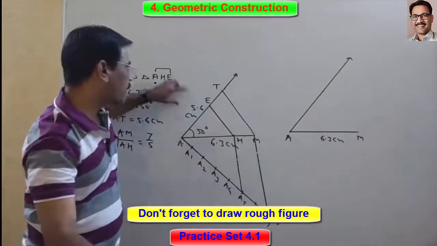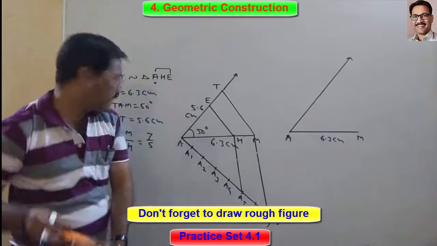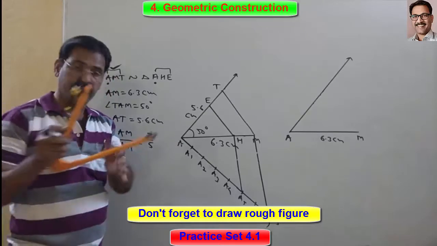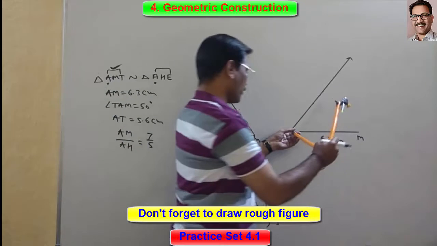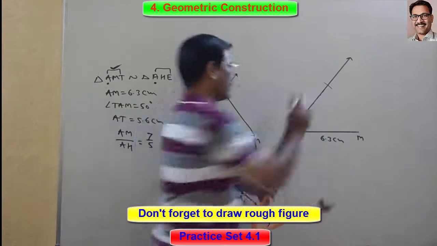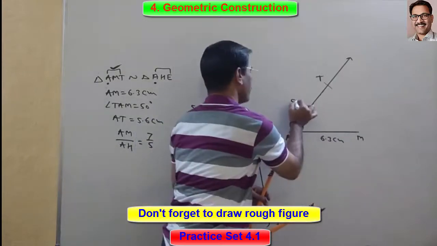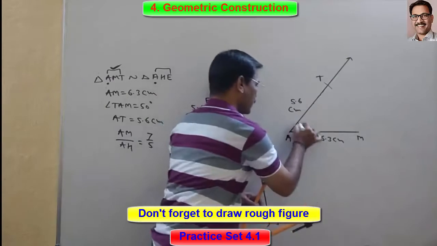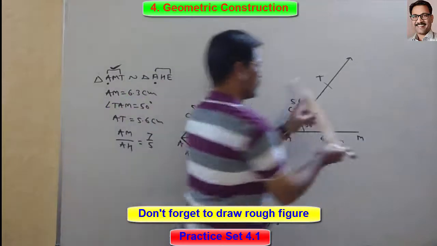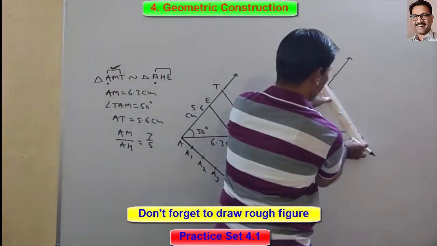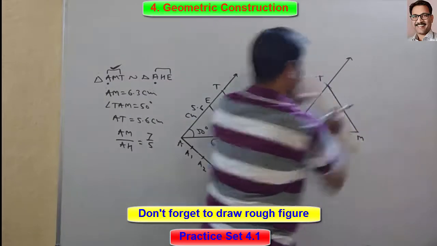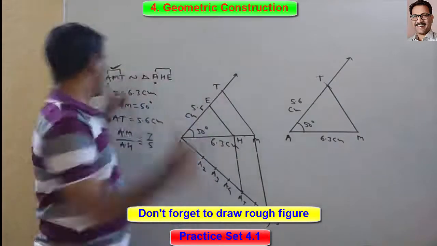Afterwards, I'll take 5.6 in the compass to draw AT here. Take exactly 5.6 in the compass by scale from A to here. This is the point, that is AT. Here we get T. This is 5.6 centimeter, and this is 50 degrees. I'll just join that T here. Okay, now this is the first triangle, AMT.